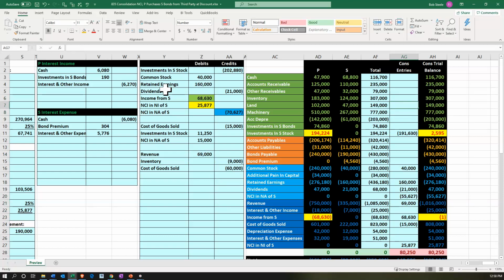The inventory up top, we're going to be picking up the inventory. That's going to be for the 9,000. And then we have the cost of goods sold. Something's in it, so I'm going to say F2 plus F2. And that's going to be the 60,000 there.